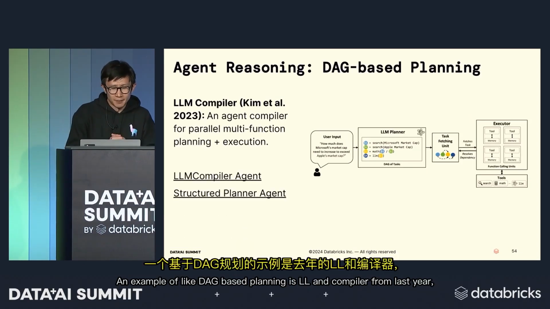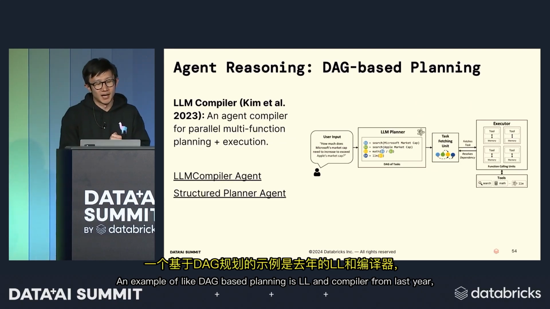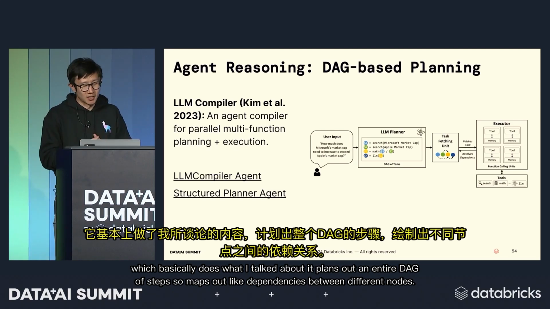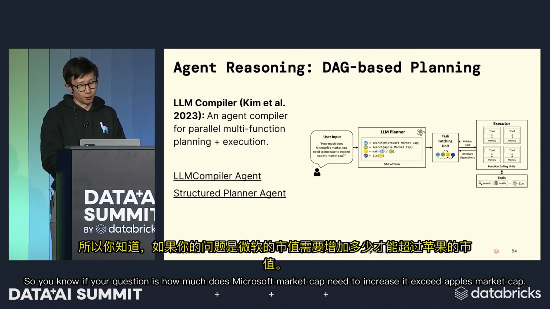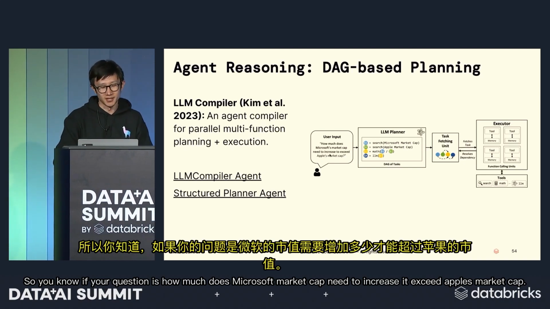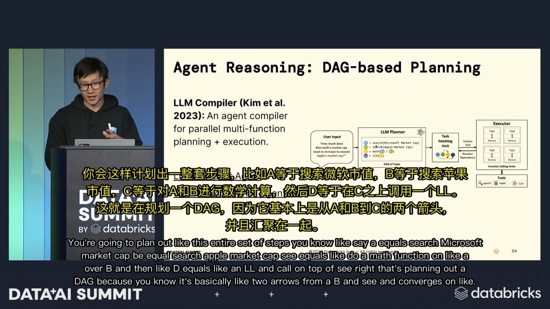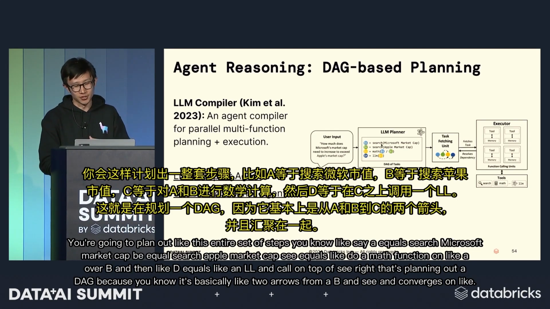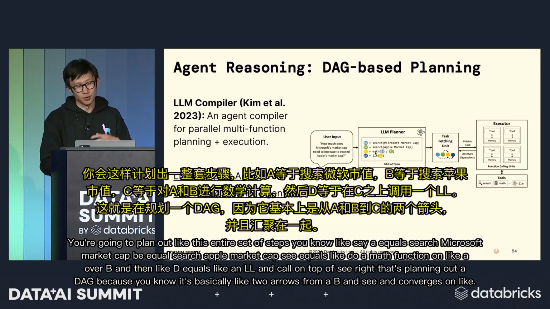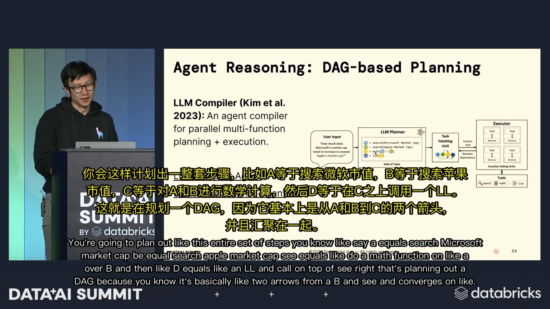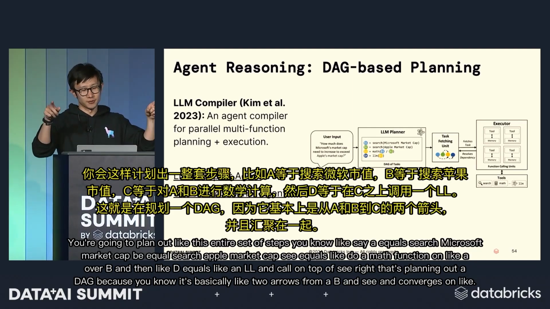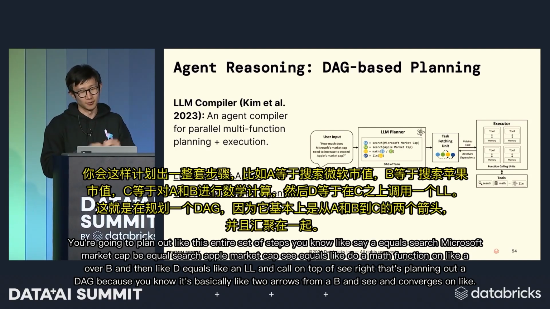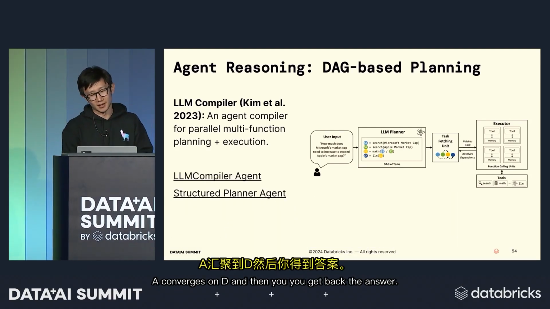An example of DAG-based planning is LLM Compiler from last year, which basically does what I talked about. It plans out an entire DAG of steps, so it maps out the dependencies between different nodes. So if your question is how much does Microsoft's market cap need to increase to exceed Apple's market cap, you're going to plan out this entire set of steps. A equals search Microsoft market cap, B equals search Apple market cap, C equals do a math function on A over B, and then D equals an LLM call on top of C, right? That's planning out a DAG because there are two arrows from A and B into C, and it converges on D, and then you get back the answer.